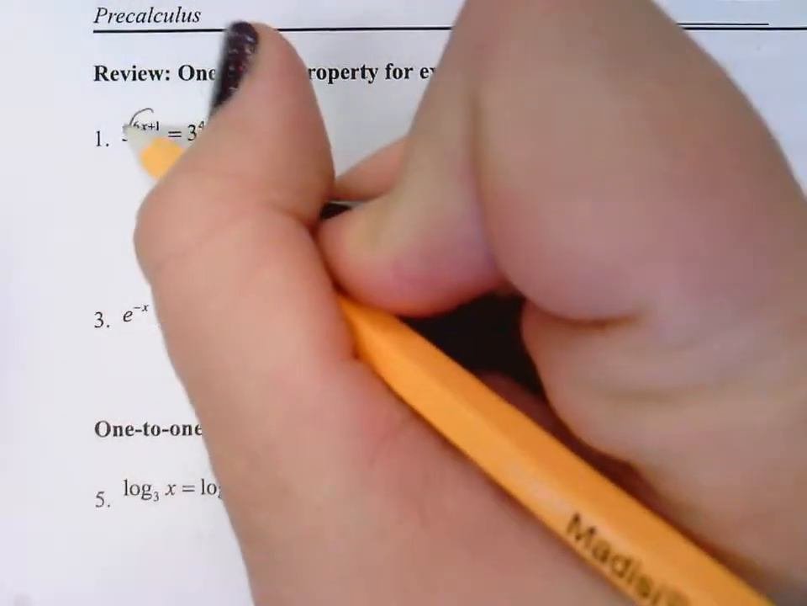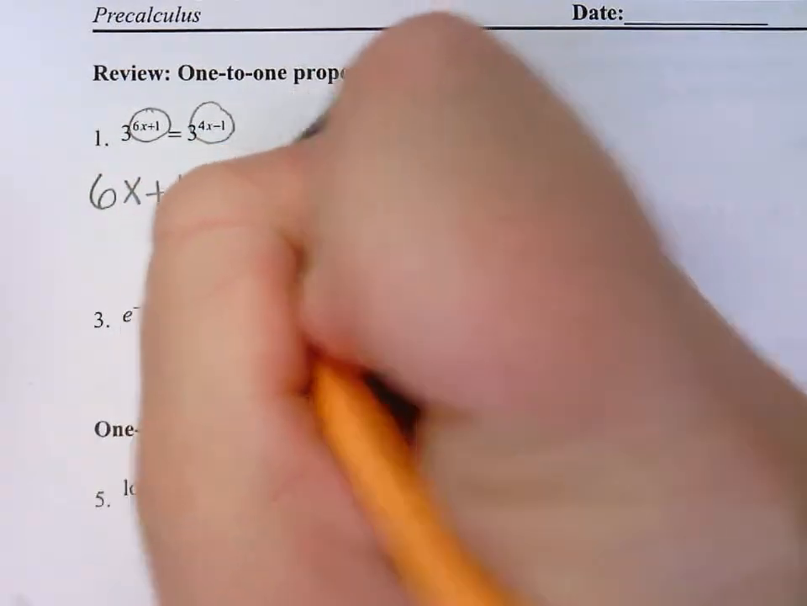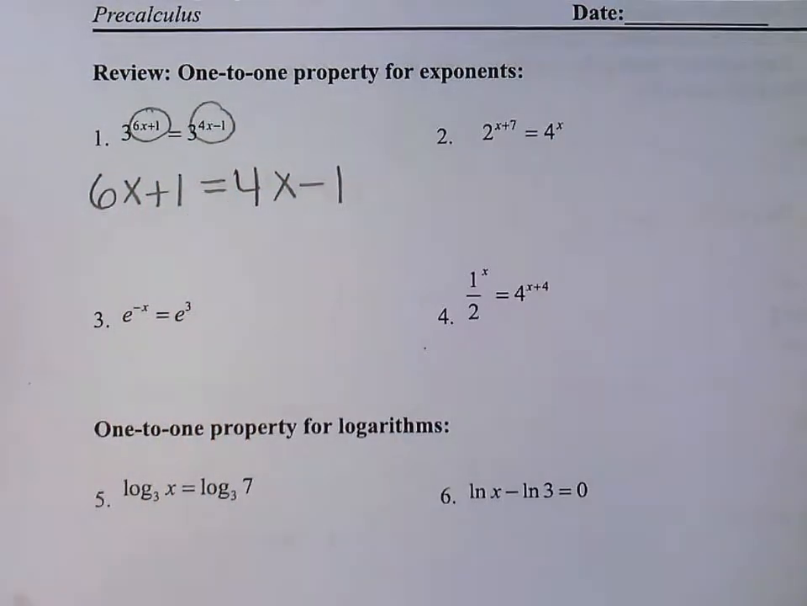Exponents have to be equal to each other. So I'd have to solve 6x plus 1 equals 4x minus 1. I can ignore the base, set the exponents equal to each other, and just solve for x.